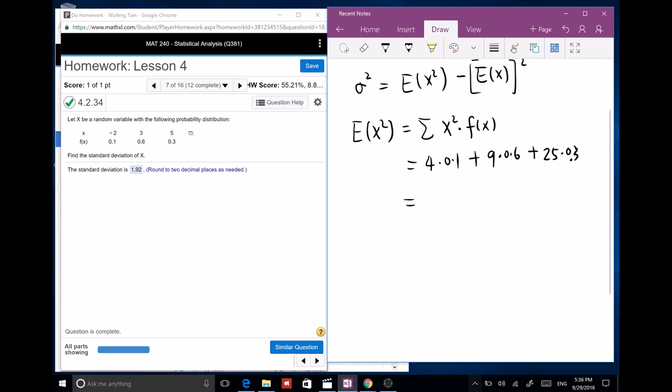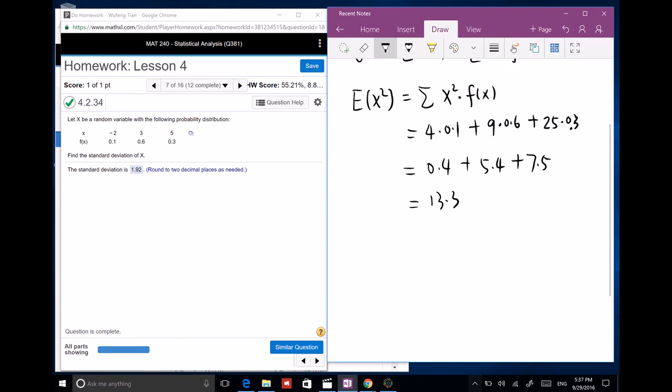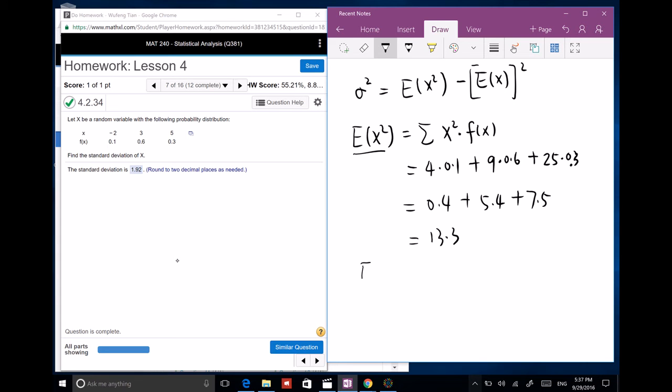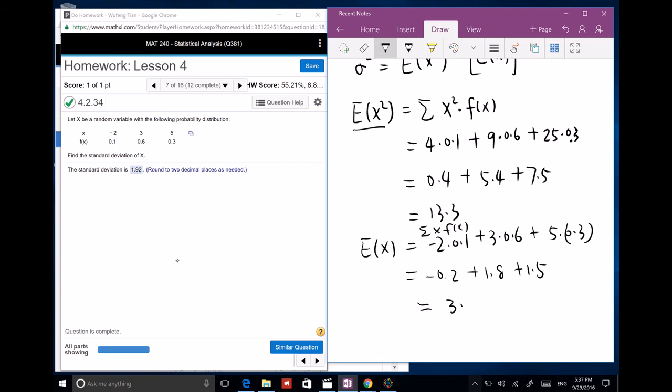Okay, you find this number. It's going to be 0.4 plus 5.4 plus 7.5, which is 13.3. Okay, so once we find this, then we have to find E of x. E of x is just negative 2 times 0.1 plus 3 times 0.6 plus 5 times 0.3, because it's x times f of x. And the final answer is negative 2 plus 1.8 plus 1.5, which is 3.1.